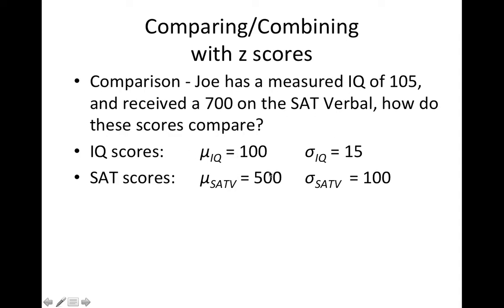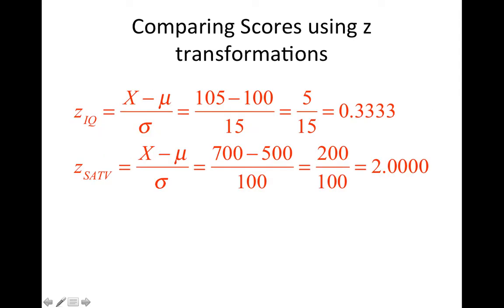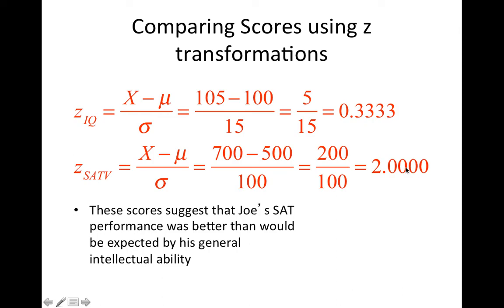We know that IQ scores have a mean of 100 and a standard deviation of 15. We know that SAT scores have a mean of 500 and a standard deviation of 100. So if we were to do the transformations, the Z of his IQ is 0.333. The Z of his SAT verbal is 2. And what this suggests is that Joe's SAT performance was better than would be expected by his general intellectual ability. In other words, we probably expect Joe to perform on the SAT about where he would perform on an IQ test. We think that if these are both measures of intelligence, they should be roughly the same, and they're not. He's 2 standard deviations above the mean in terms of his SAT verbal score, but only a third of a standard deviation above the mean in terms of his IQ.